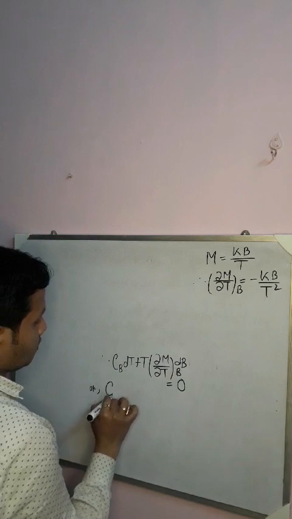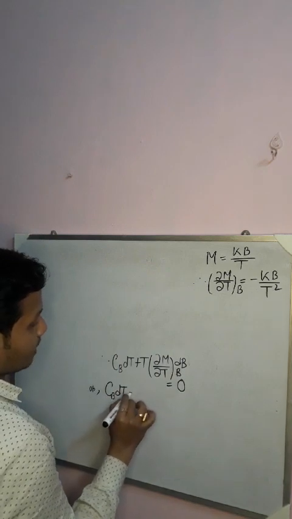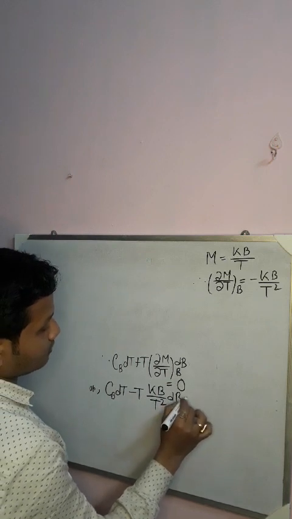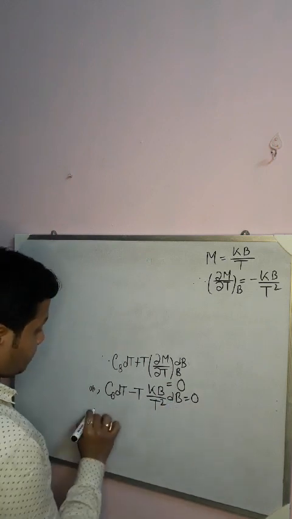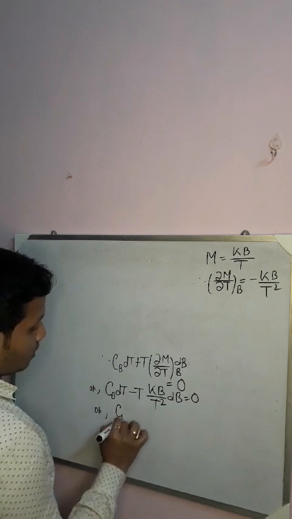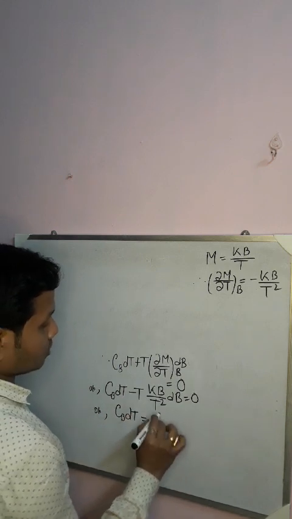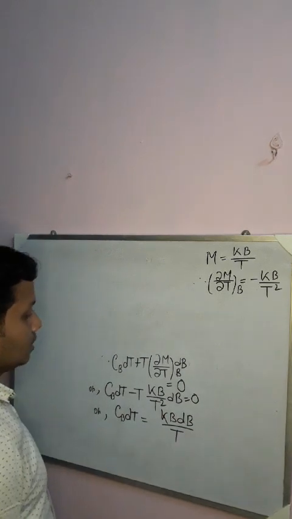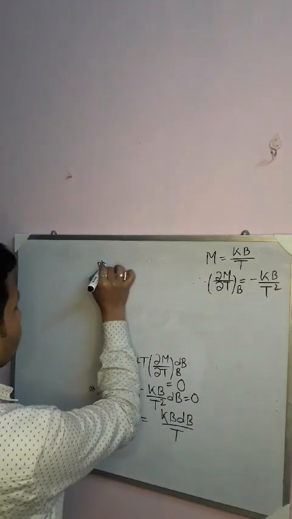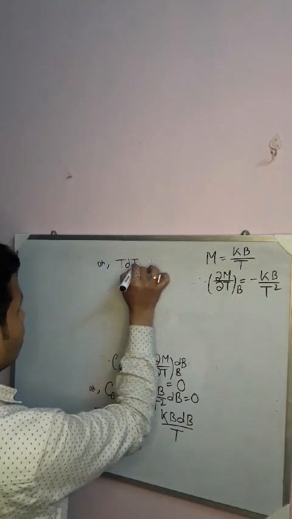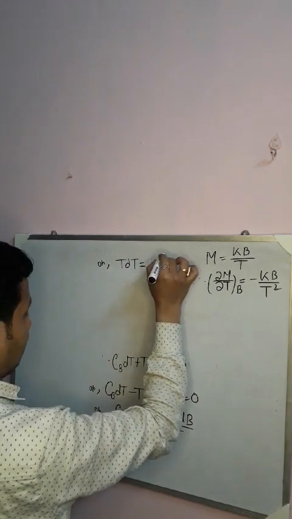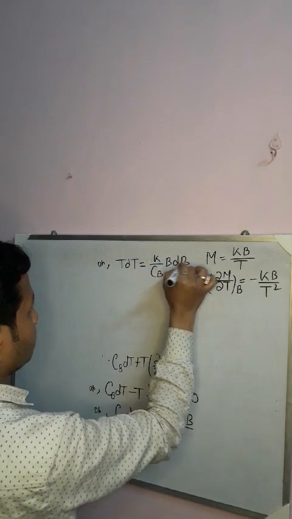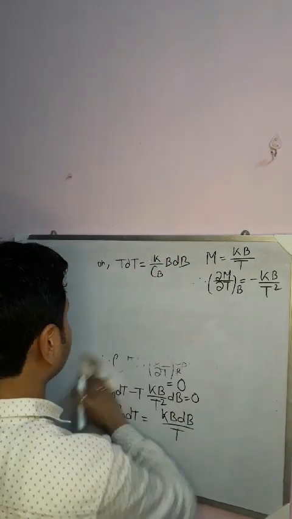So this is what CBdT will be minus T into KB upon T square dB, and this is equal to 0. We can write it, more commonly, as CB dT equals KB dB by T. If we rearrange this, we can write T dT simply as K by CB times B dB. If we rearrange this, we can write this equation.